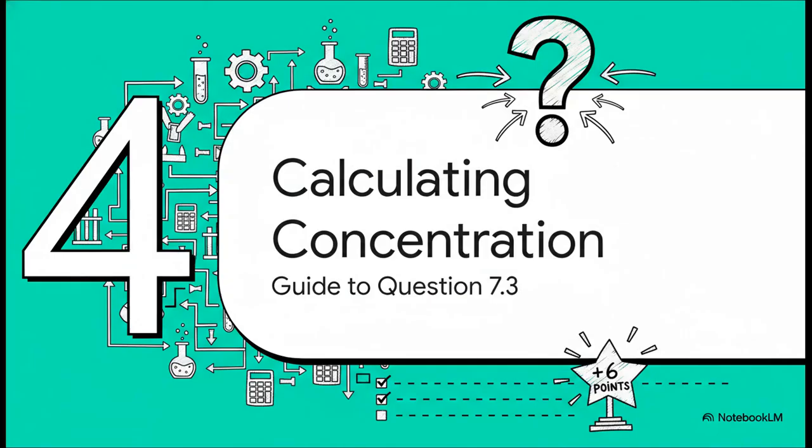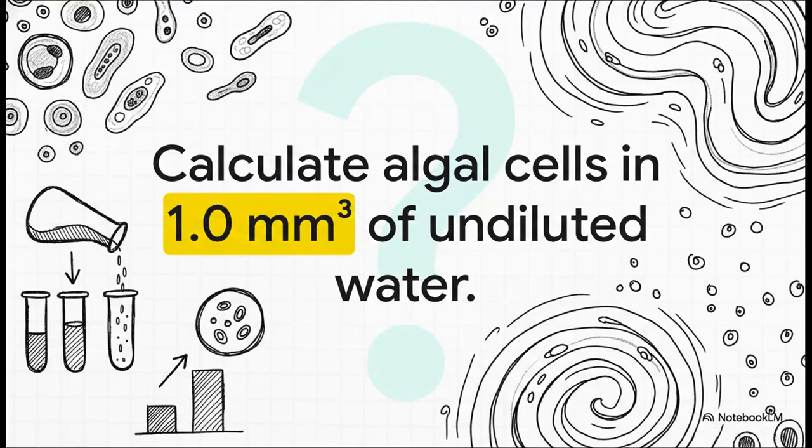All right, deep breaths. This is the big one. Question 7.3 is a 6-mark calculation, and it pulls everything we've done so far together. For a question like this, showing your working isn't just a good idea, it's absolutely essential if you want to get all the marks. Okay, so the problem throws a new number at us. Let's say we did a second count, and this time we only got 14 cells.